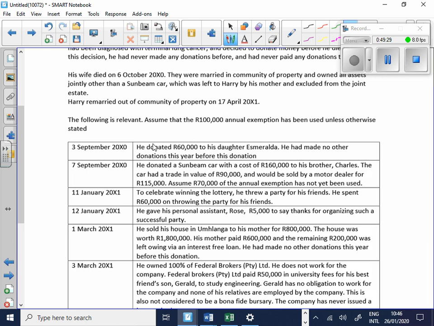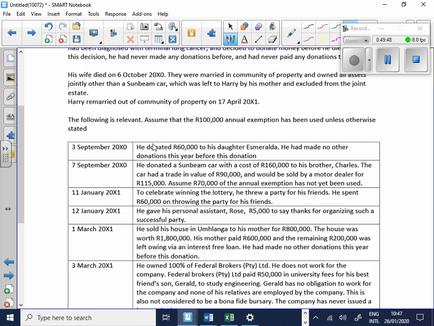It says he donated 60,000 to his daughter Esmeralda. He had made no other donations this year before this donation. So guys, what happens with this is as follows. He's still married in community of property at this stage, if you look at the date. So what do you do in the solution? 60,000 times half, 30.